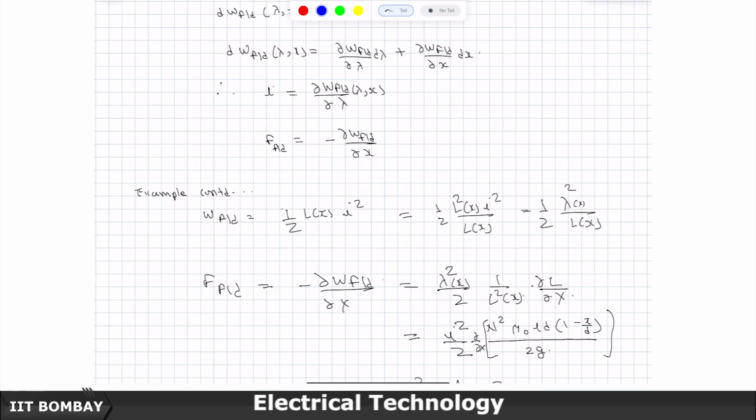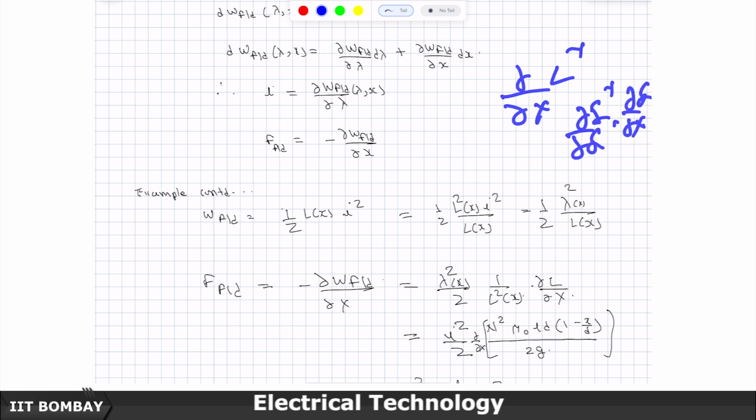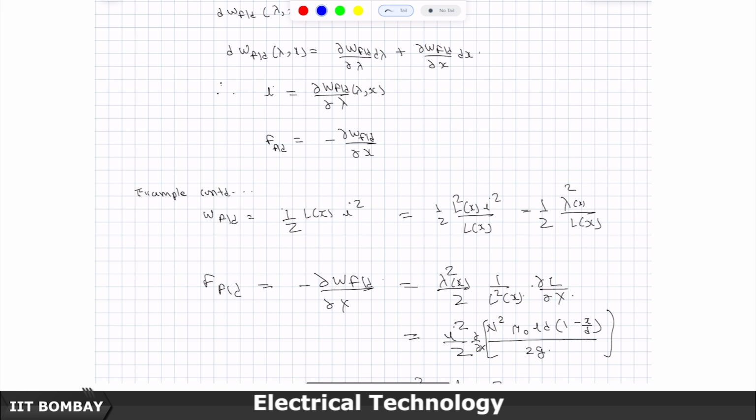by del x. So, the lambda square, because it is not a partial derivative with lambda, it is only a partial derivative with x, will be taken out as a constant, and half will be taken out as a constant. So, you are just looking at the partial derivative of this with respect to x. First you will do what? Partial derivative with respect to L and then partial derivative with respect to x. So, therefore, 1 by L square, minus 1 by L square, and that minus will cancel out and give you 1 by L square times del L by del x.